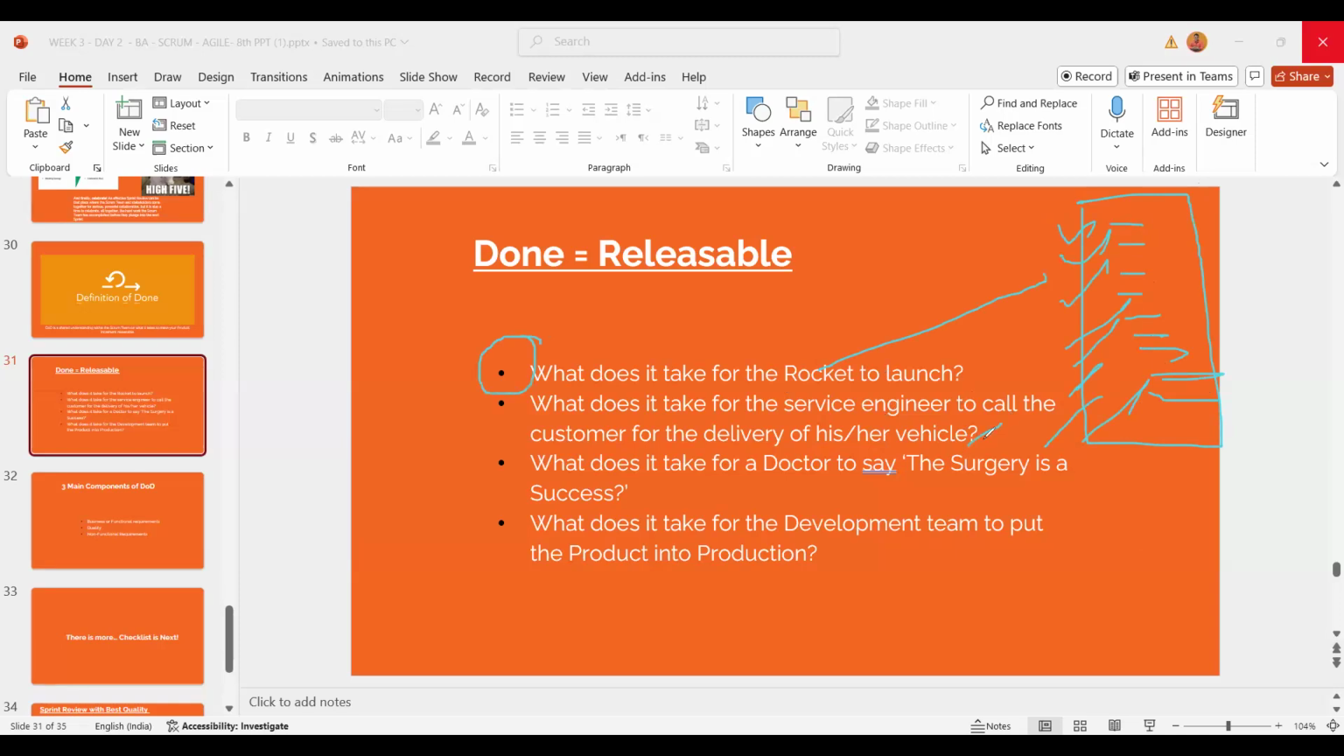Exactly the same thing will happen as a service engineer. Do you all agree that you will maintain a checklist? Yes or no? You will maintain a document which you will call a checklist. Yes. So here, done is releasable when you check it against the checklist. Now, there are three main components of this definition of done, which also maintain the checklist. How many components of DOD are there? Three. Okay, let's look at it on the next slide.